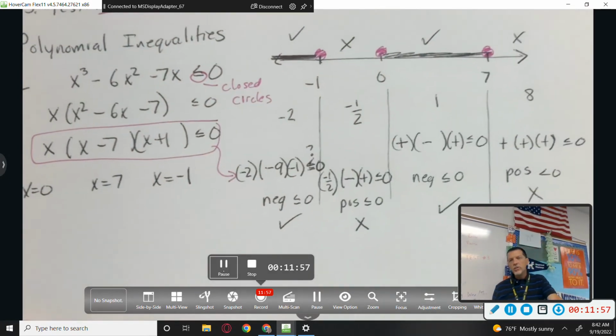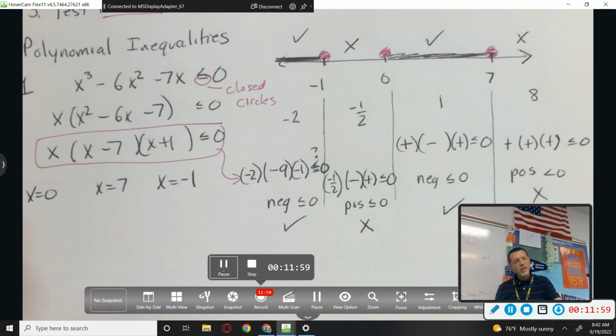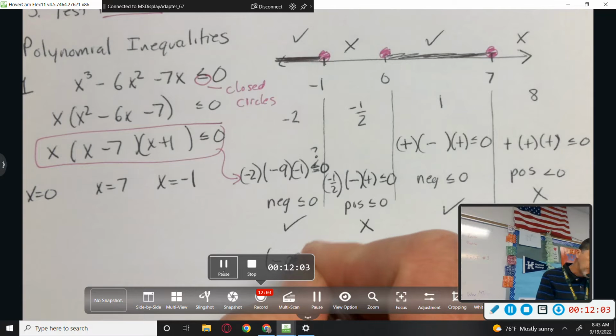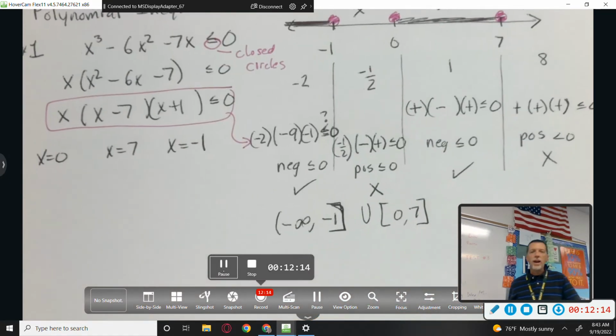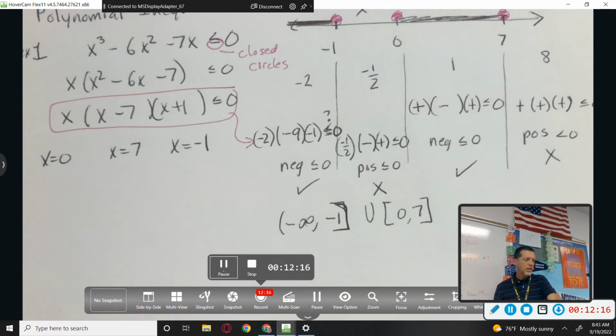We usually want our answer in interval notation, so we sort of read our number line left to right and say the solutions go from negative infinity to negative 1 with a bracket, and then 0 to 7 with brackets because we want to include all of those zeros. Find the zeros, put them on a number line, test the intervals.